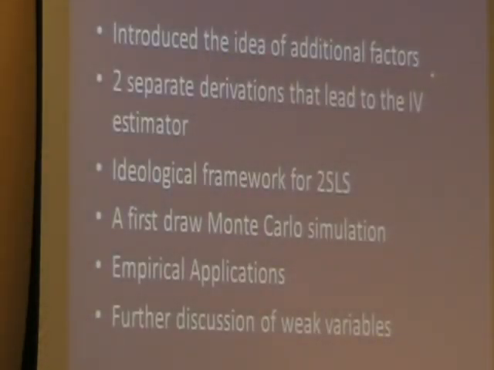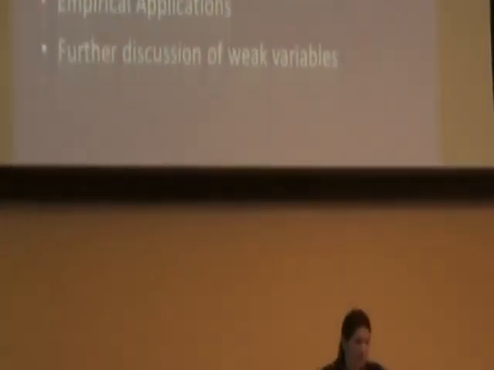So continuing, I want to recapitulate what we have so far. Philip and Sewell have been writing to each other, and Sewell introduces this idea of additional factors. So that's the intro, that's the basic. Then they both separately come up with a derivation for the IV estimator. And then they have this ideological framework for two-stage least squares, which is also amazing they were thinking of it. He did a first Monte Carlo simulation, he did an empirical application, and he further discussed weak variables. So the question is, it's 1926, Sewell's in Chicago, Philip's in DC, and they say, what next?